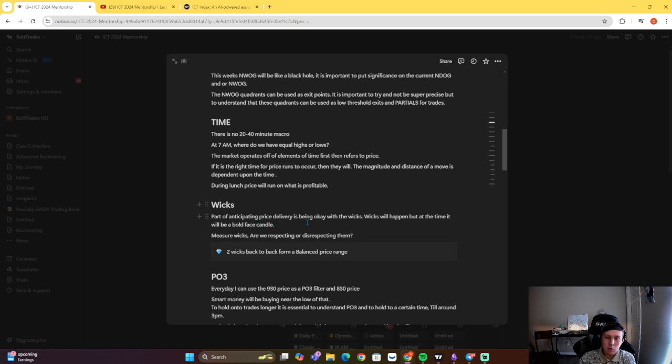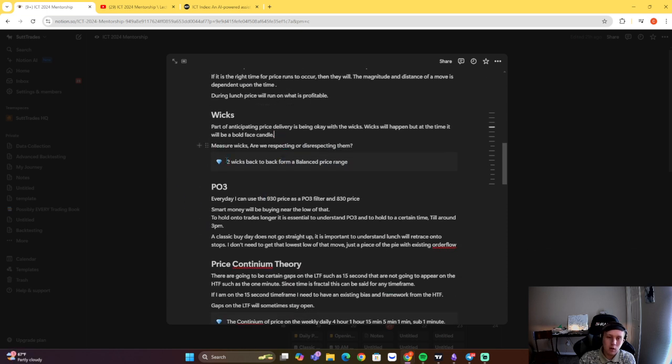And then he went over wicks, two wicks that overlap each other. That's a balanced price range, and it's what we can use to measure order flow, measure wicks for institutional order flow. And he went over power three. He had a little teaching point on that. Every day we're looking for a possible power three from 9:30, looking for that Judas swing and then the opposing run after that jagged edge has been formed.